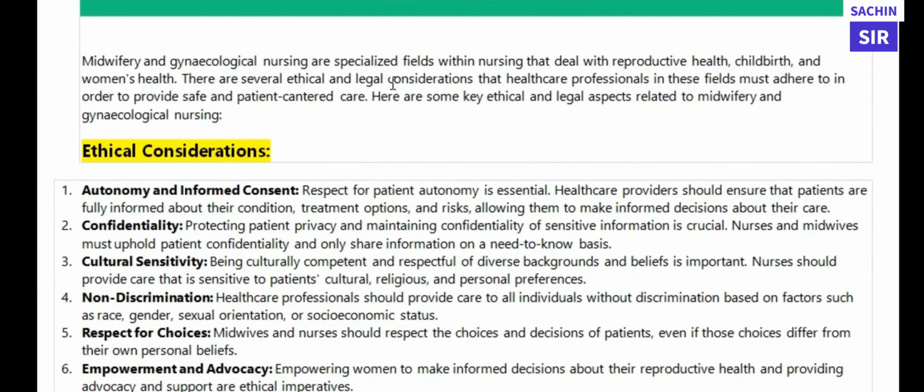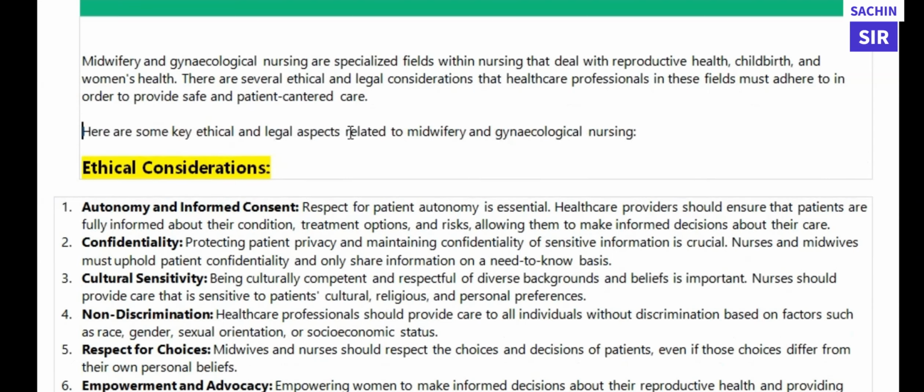Midwifery and gynecological nursing are specialized fields within nursing that deal with reproductive health, childbirth, and women's health. There are several ethical and legal considerations that healthcare professionals in these fields must adhere to in order to provide safe and patient-centered care. Here are some key ethical and legal aspects related to midwifery and gynecological nursing.